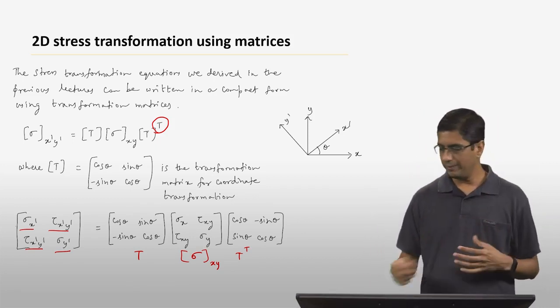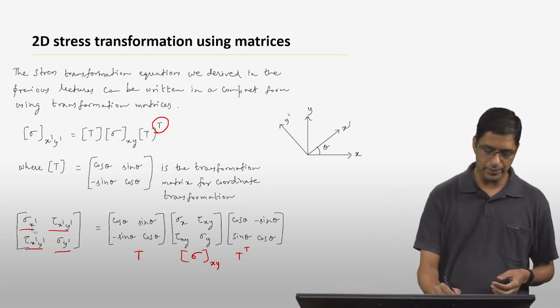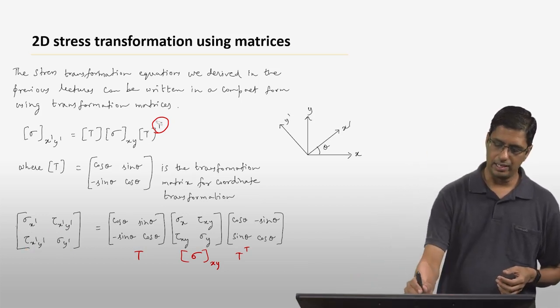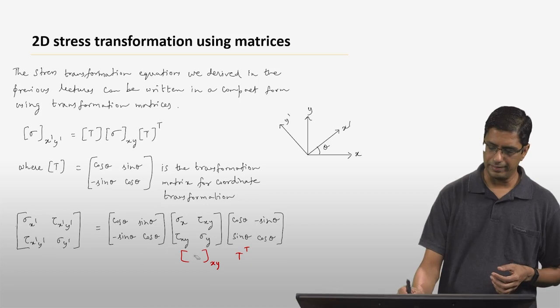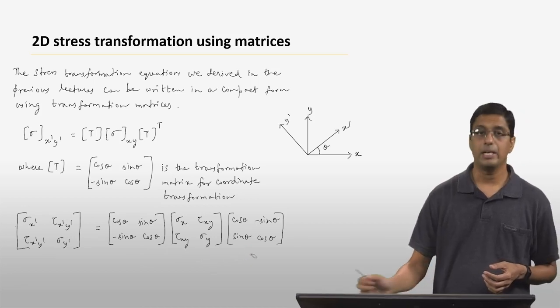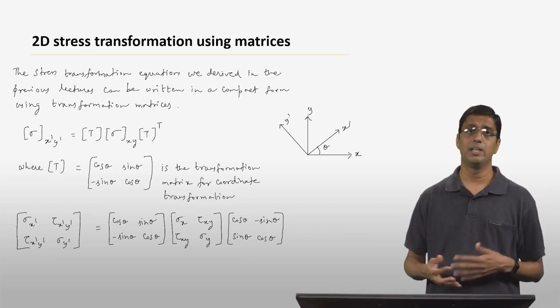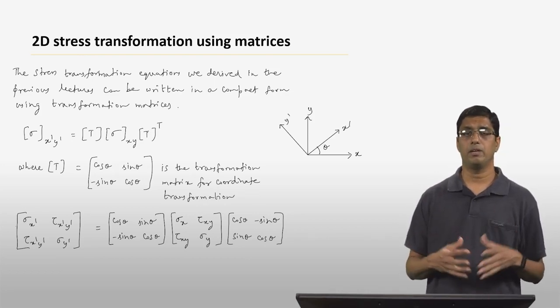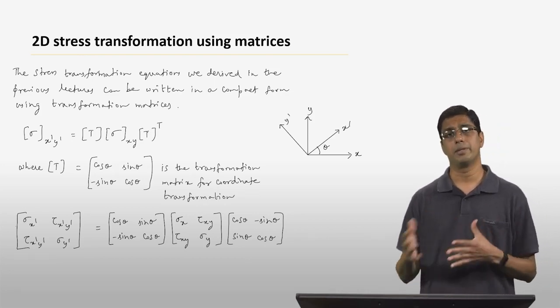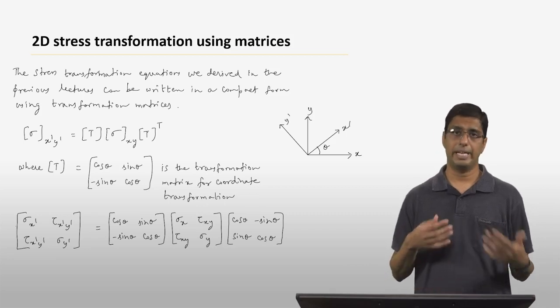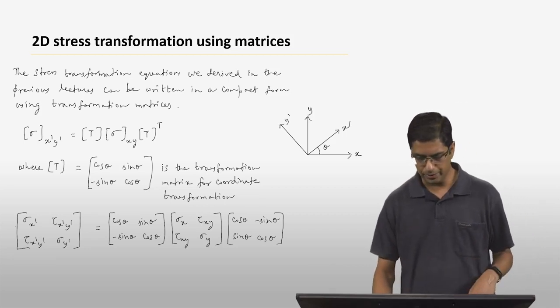Now, why we are doing this is because once we know that we can write the stress transformation equations as a matrix equation, then you can use that information to pose this problem of finding the principal stresses and principal directions as an eigenvalue problem. And that's what we are going to see next.